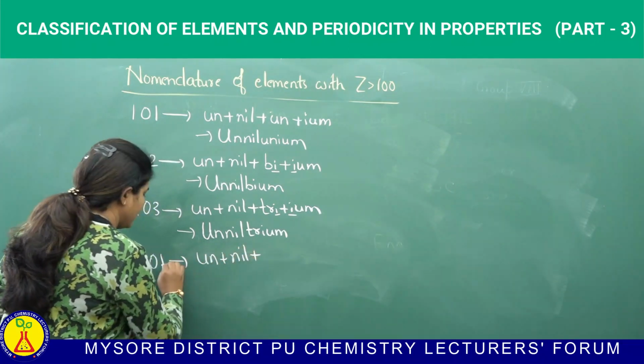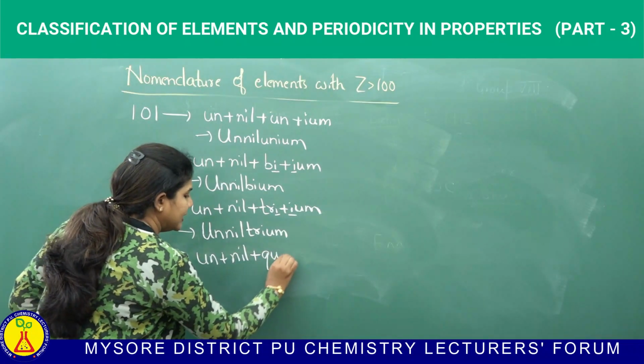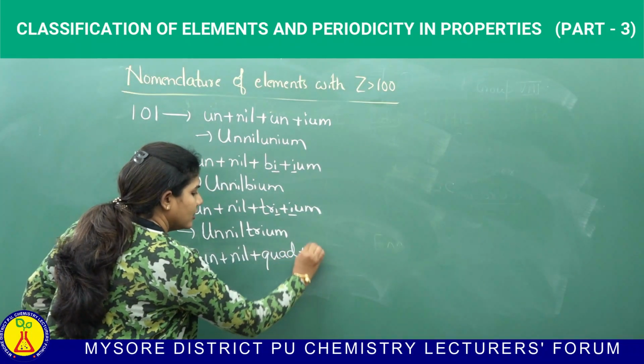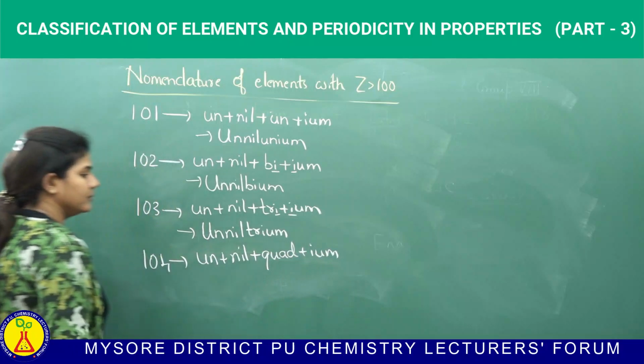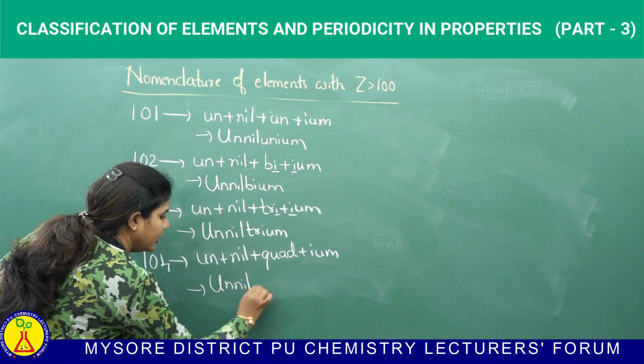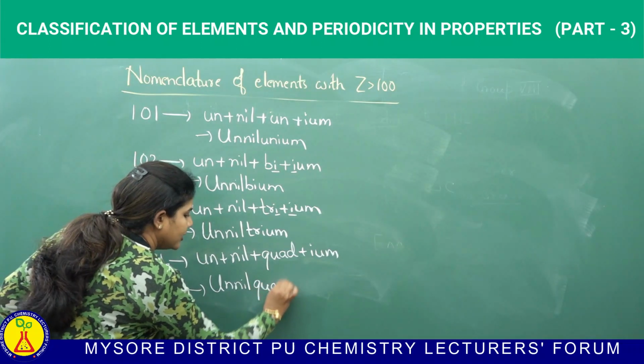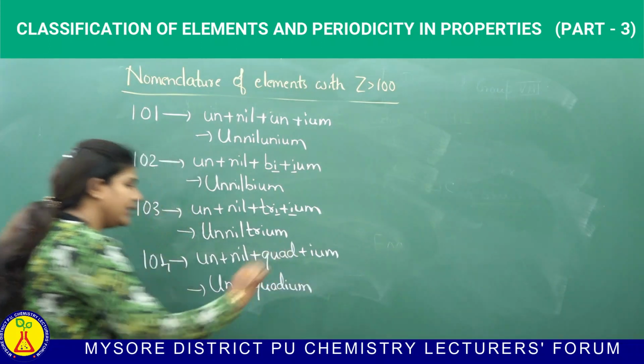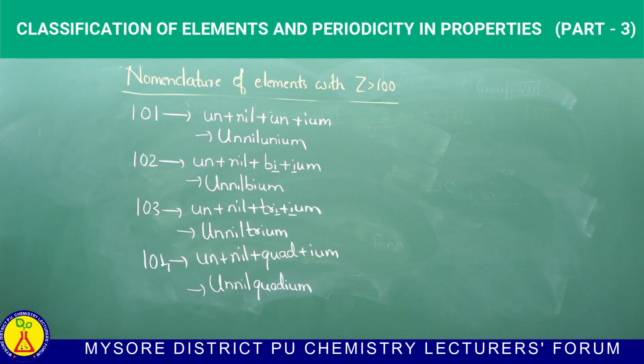Un-nil. 104 is quad plus ium, and this becomes unnilquadium. Unnil quad ium.